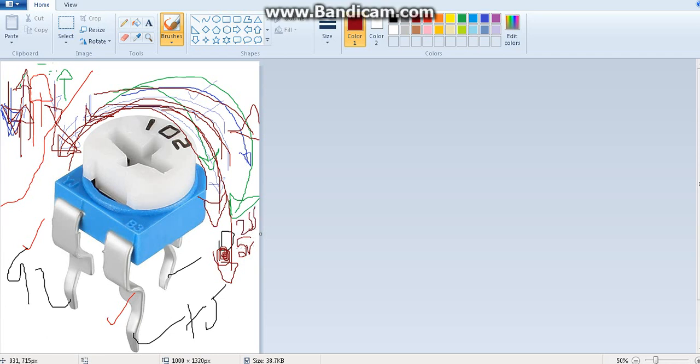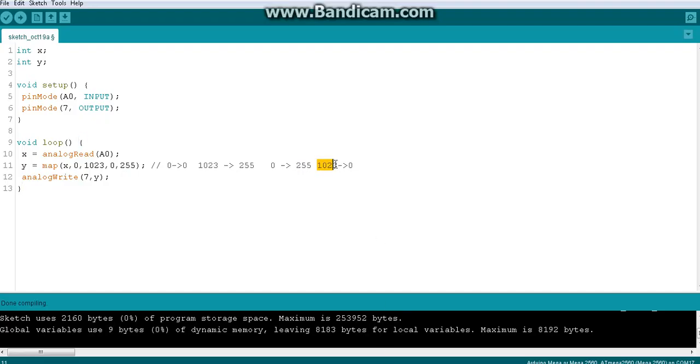Now we are doing the opposite, right? So now it should be 0 voltage and the analog value should be 0 when the input is at the maximum, the 1023 point. That's what I am saying here: if the input x is 1023, the output y should be 0.